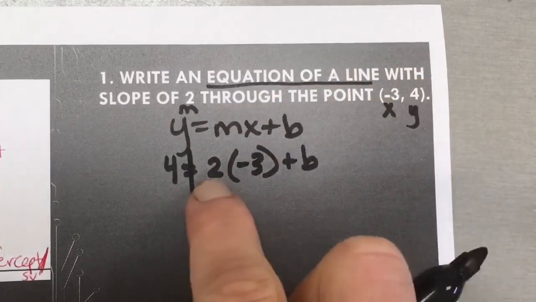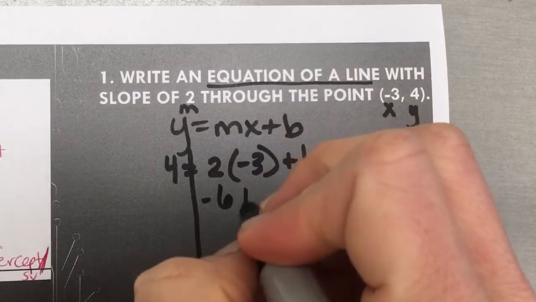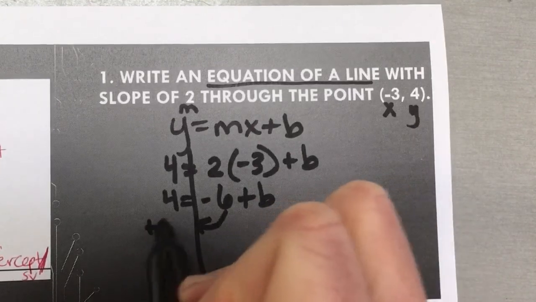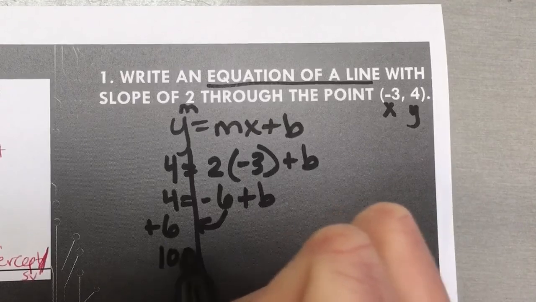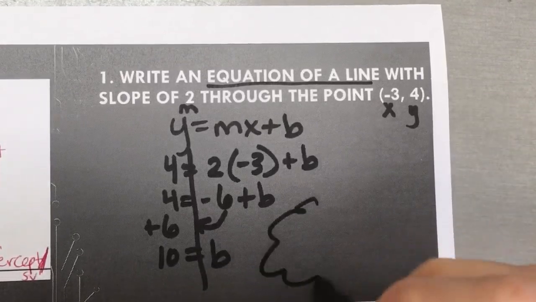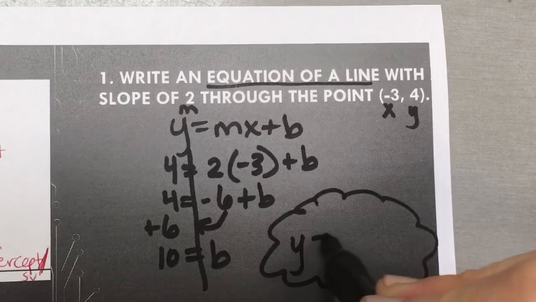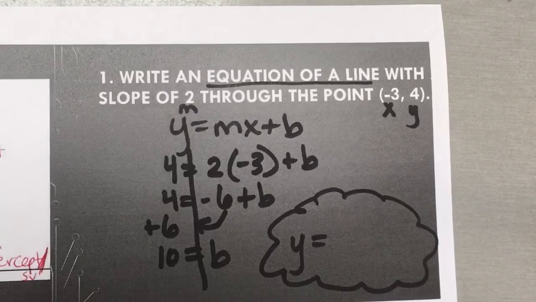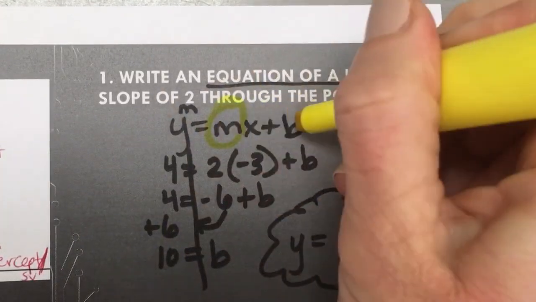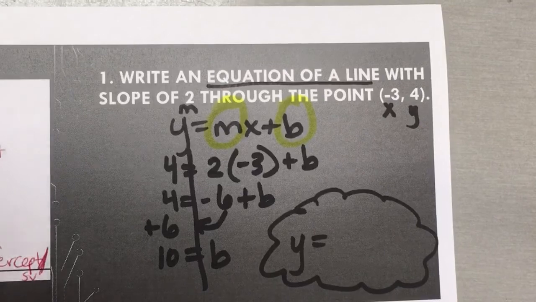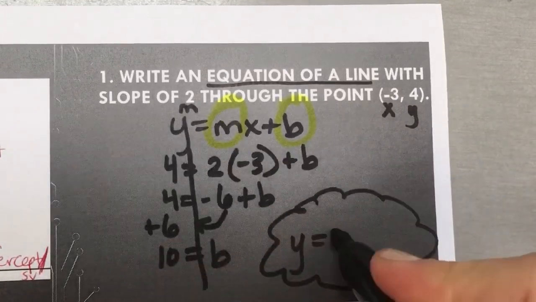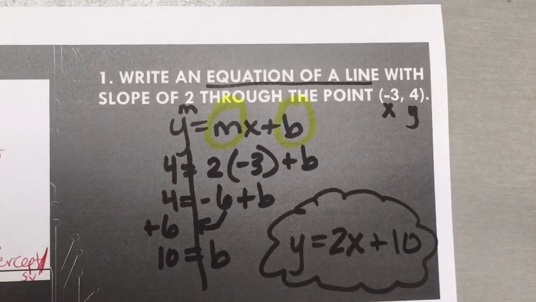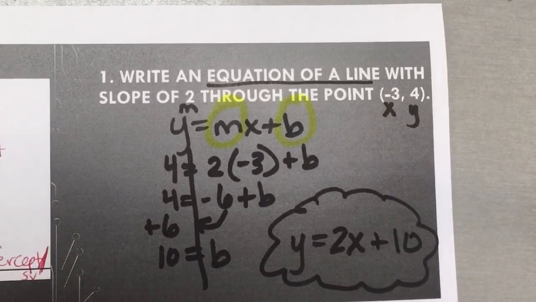You multiply these two, that gives you -6 plus b, and then you move the -6 to the other side, so you have to add it because we're trying to get b by itself, so that gives you 10 equals b. Your final answer is going to be y equals, because they said write the equation of a line, and you plug in for the m and the b. Well, m we knew was 2 from the beginning. B is 10. So there's your answer. Y equals 2x plus 10.